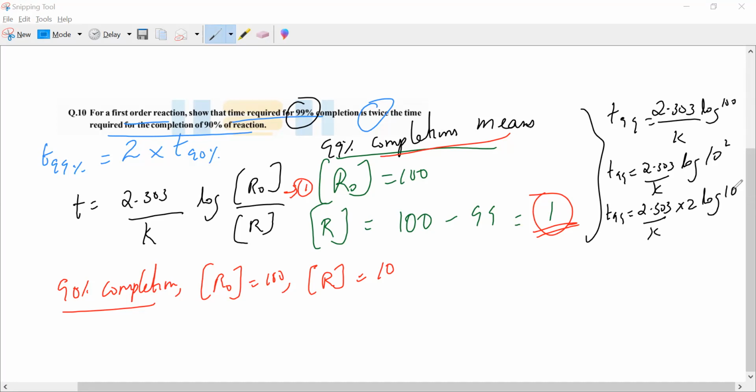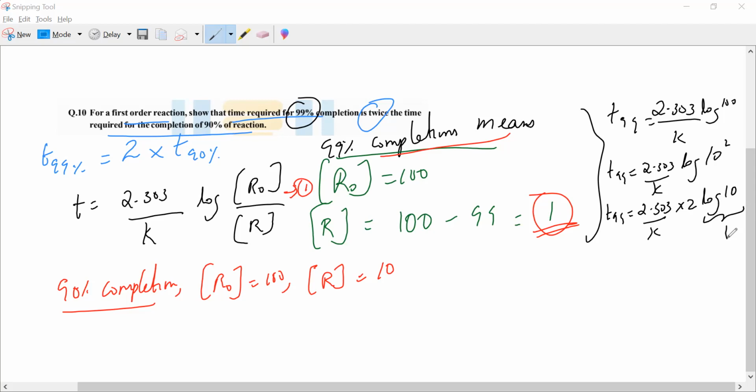This is nothing but 2 log 10. Correct? So what is my log 10 value? Log 10 value is 1. That's it. So 2 into 1. So we have to just keep it as such.